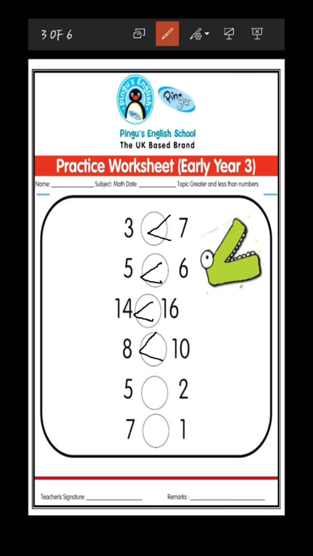Next is 5 and 2. 5 is greater than 2 and 2 is less than 5. So alligator will open his mouth towards 5 because 5 is the greater number. Next is 7 and 1. 7 is greater than 1 and 1 is less than 7. So we can open the mouth of alligator towards number 7 because it is the greatest number.